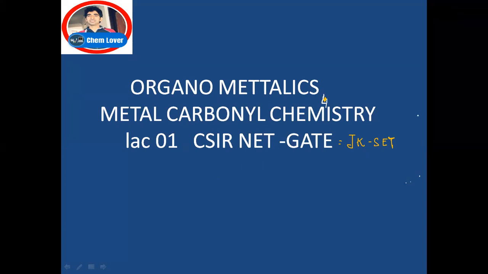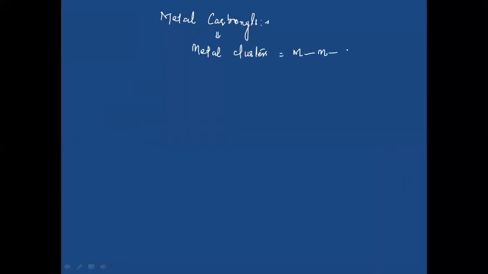So now let us start the topic, that is metal carbonyls. What are metal carbonyls? Metal carbonyls are basically cluster compounds which contain metal-metal bonds. These are cluster compounds or metal clusters which contain metal-metal bonds.